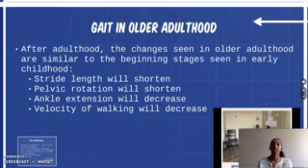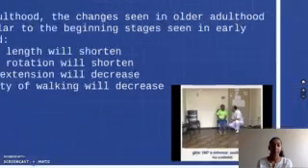So now we're moving forward to gait in older adulthood. After adulthood, the changes seen in older adulthood are similar to the beginning stages seen in early childhood. So as in early childhood, we see the stride length is short, pelvic rotation is short, ankle extension decreases, and velocity of walking will also decrease. Let's go ahead and watch this lady.